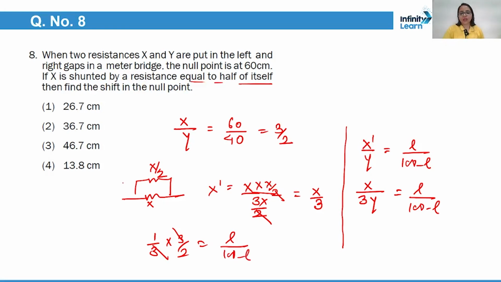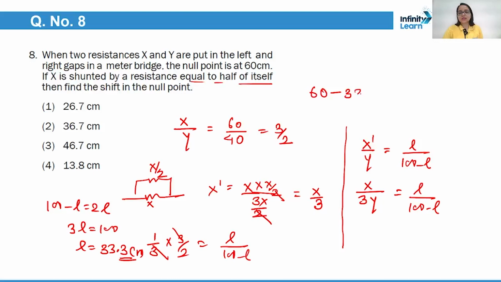3 cancels. So we have 100 minus L is equal to 2L, or 3L is equal to 100. So L is 100 upon 3, that is 33.3 centimeter, right? So the new balance point is at 33.3 centimeter. So it will shift by 60 minus 33.3 centimeter, and that is equal to 26.7 centimeter, which is option 1.